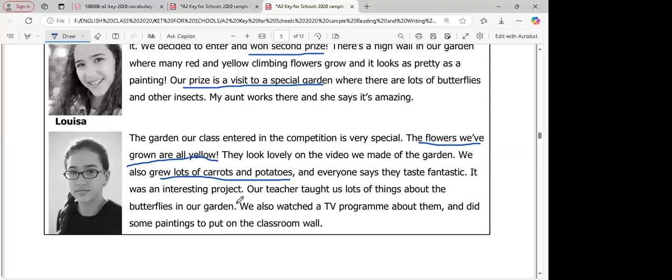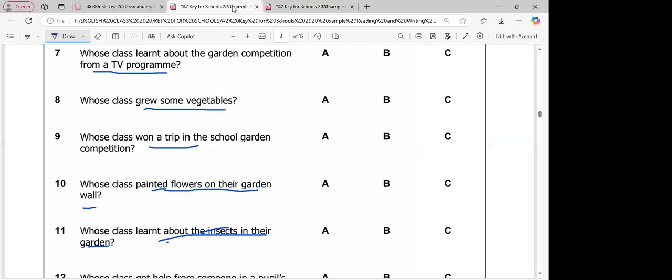It was an interesting project. Our teacher taught us lots of things about the butterflies in our garden. So another question is matching with this line. I will not say which question. You just try, because butterflies are mentioned by name in that question. Okay, which is very simple. Our teacher taught us lots of things about butterflies in our garden. The rest is not matching, because only C is the answer for 3 questions.